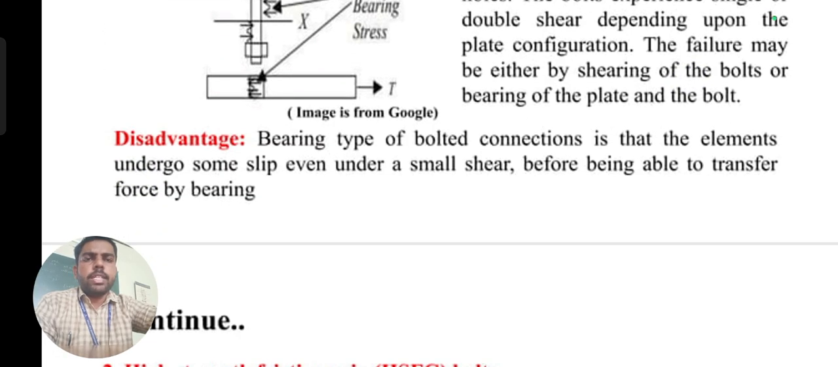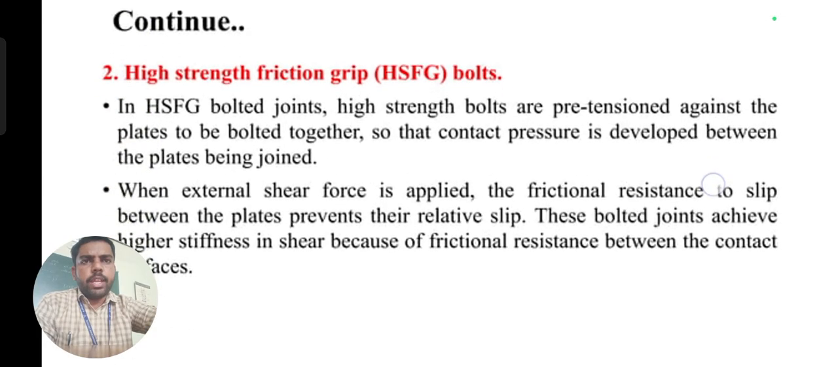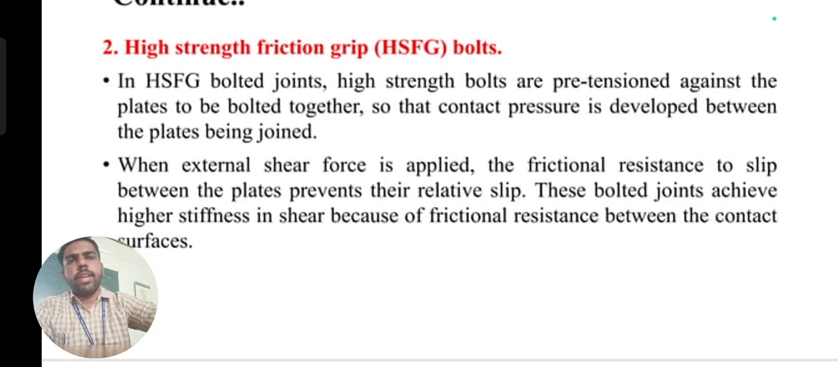And what is the disadvantage of this? With this type of bolted connection, some slipping will occur in that scenario. And after that, high strength friction grip bolts are very high strength bolts and their gripping action is very high. In these high strength friction grip bolt joints, the high strength bolts are pre-tensioned.